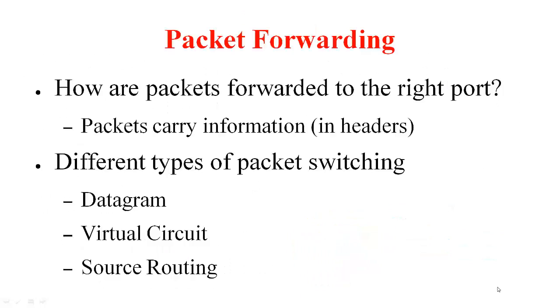One question we left hanging in the previous video was, when packets come, how are they forwarded to the right outgoing port? I just mentioned that they should carry some information in their header. So what is this information and how is this information used for forwarding? There are three different types of packet switching: datagram, virtual circuit and source routing. So we will look at each in turn.